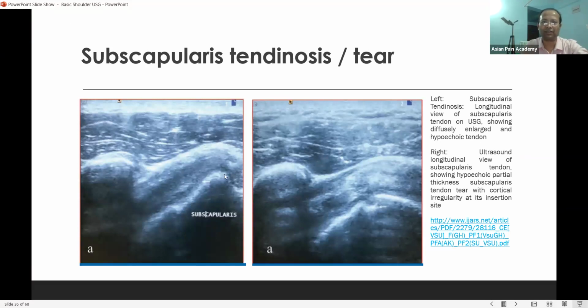So here it is tendinosis and tear. This is only a picture, but in a moving picture, you can see that this is actually a tear. Most of the time, a tear can be of three types: either an articular side tear, a bursal side tear, or an intrasubstance tear. Here it looks like an intrasubstance tear, but a bursal side tear is also there, and an articular side tear is also there. When there is an articular side tear, most of the time there is a periosteal defect in the bony margin.